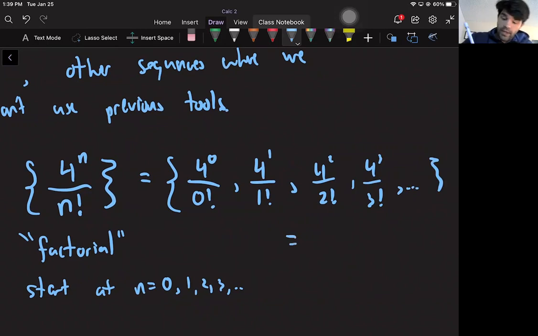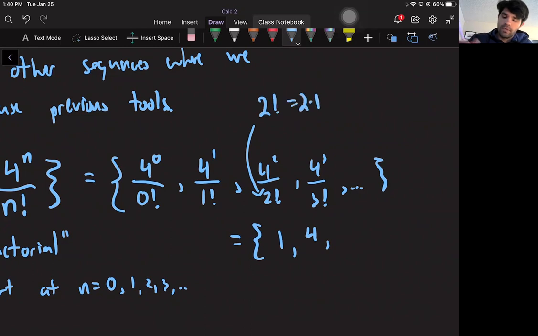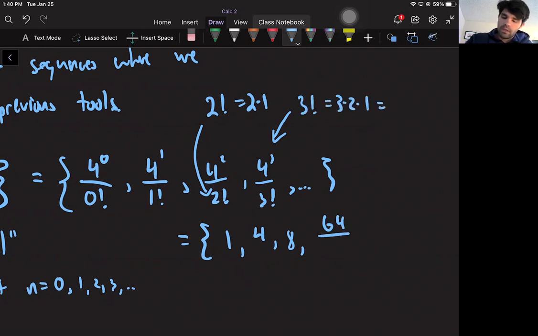And so remember that factorial for bigger numbers means multiply all the previous numbers together. So this is going to be 1 over 1 is 1, 4 over 1 is 4. 2 factorial means 2 times 1, so then this is 16 over 2, which is 8. And then this would be 4 cubed, 64, over 3 factorial, which is 3 times 2 times 1, which would be 6, and so on like that.